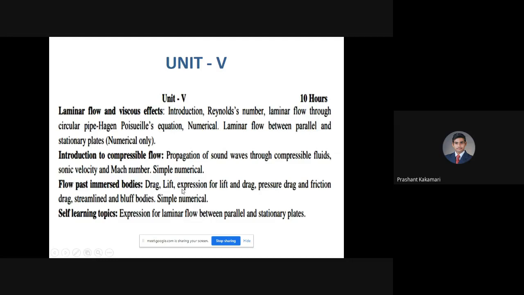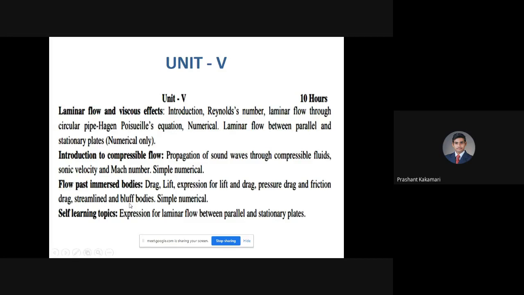Simple expressions are there for lift and drag, so that you can go through. In that, we have solved many problems on how the bodies behave with the different drag and lift forces. We are going to find the coefficient of drag and friction, or the coefficient of lift. Then we also discuss in that chapter how the different bodies behave.